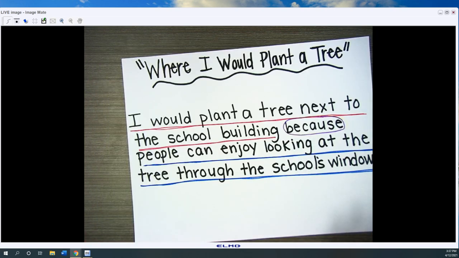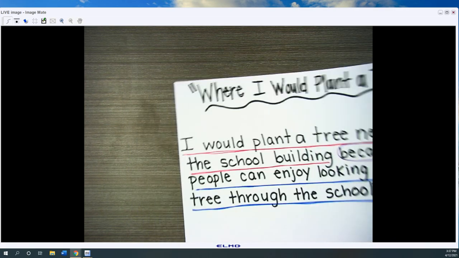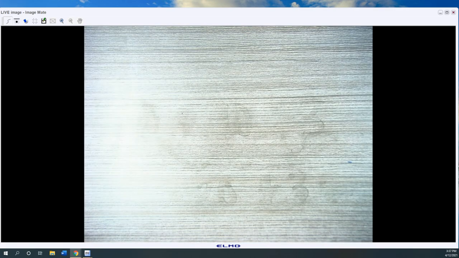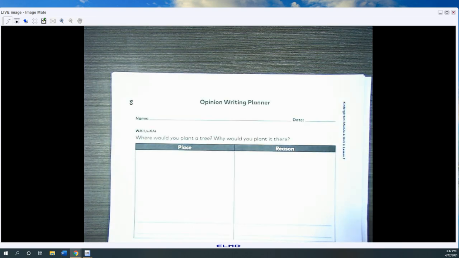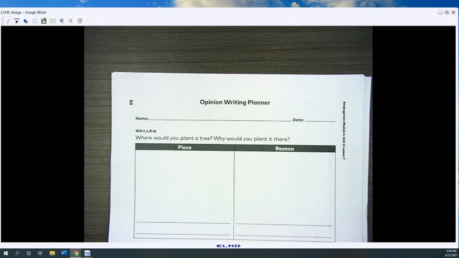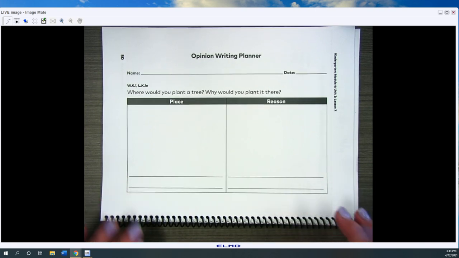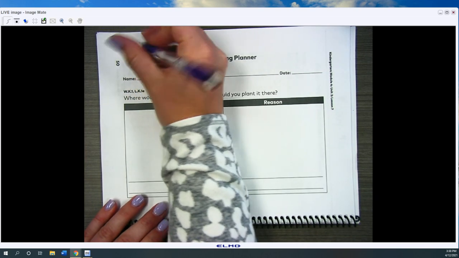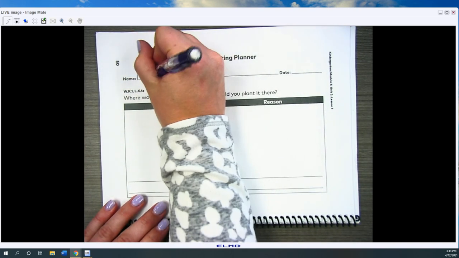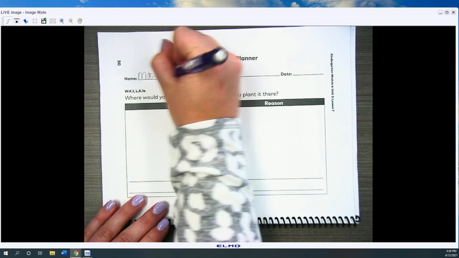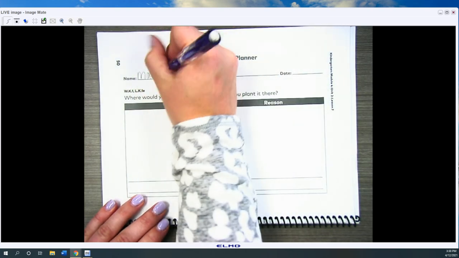Now I am going to model writing an opinion. And you are going to use what you know about what to include in opinion writing in order to plan your own opinion writing. So here's your opinion writing planner. This is in your student notebook on page 50. This is what we will be using today to write your opinion writing, to practice writing your opinion. So my name, I'll put Miss Jones at the top.